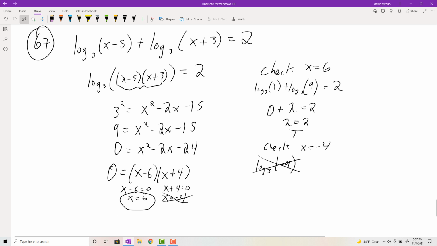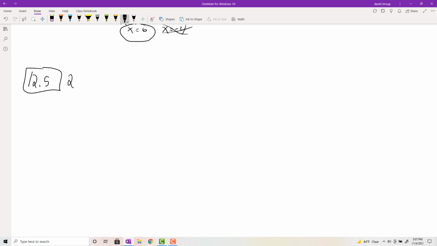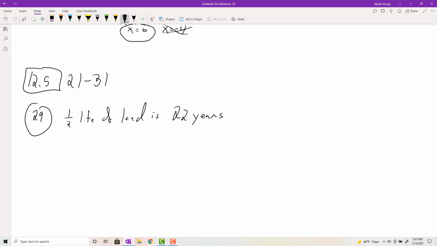Finally then, number 12.5. I'll probably give you an exponential decay type problem, some sort of radioactive decay problem. So think of problem 29 in sections 21 to 31. They give you the half-life of lead. The half-life of lead is 22 years. Then they're going to ask how long until it decays to 80% of its original amount.